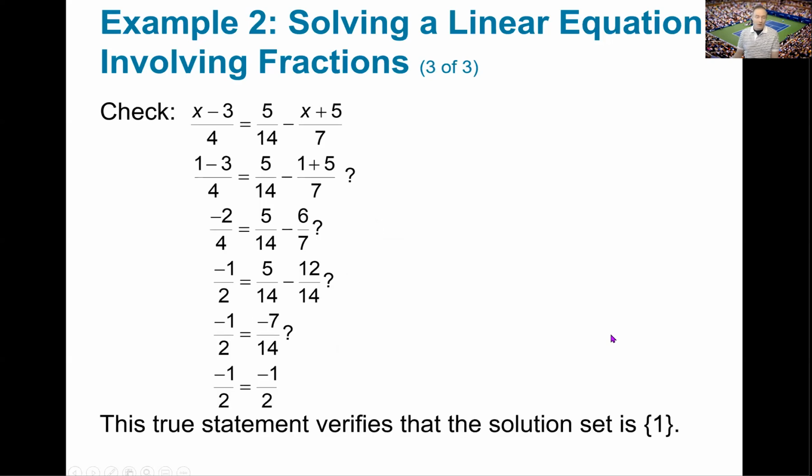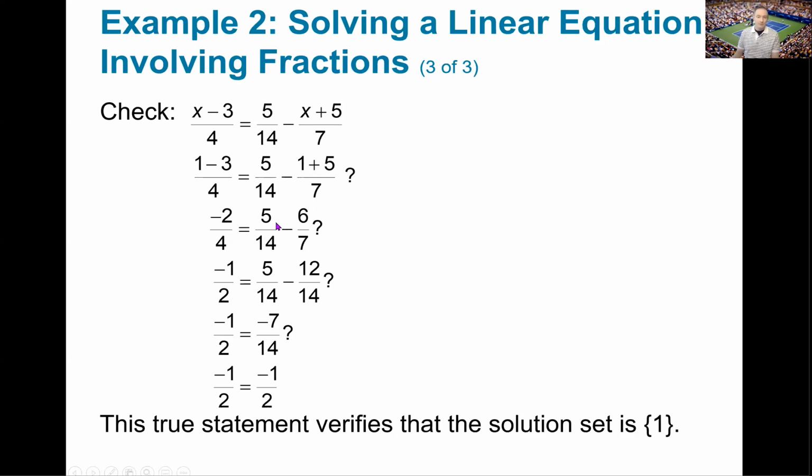Now you can say, well, okay, the final step here is you could check it. And again, I'm not big on this checking. You can if you want, but you certainly don't have to. If you plug a 1 into the original left-hand side, you'd get 1 minus 3 over 4. That becomes negative 2 over 4. And I know negative 2 over 4 reduces down to negative 1/2. On the right-hand side, if I try to plug in the 1, there's nowhere to plug it in this term. It's just a 5 over 14. But then I'll have minus 1 plus 5 over 7. That's going to be 1 plus 5 over 7 here.